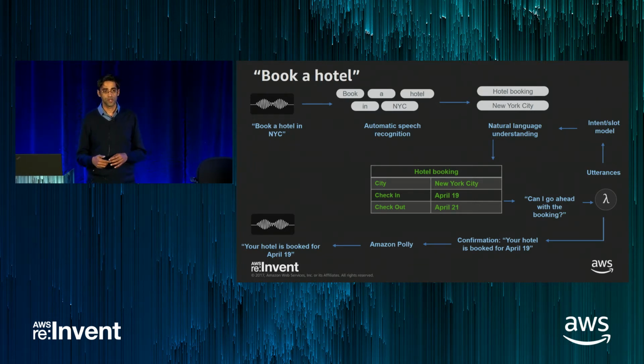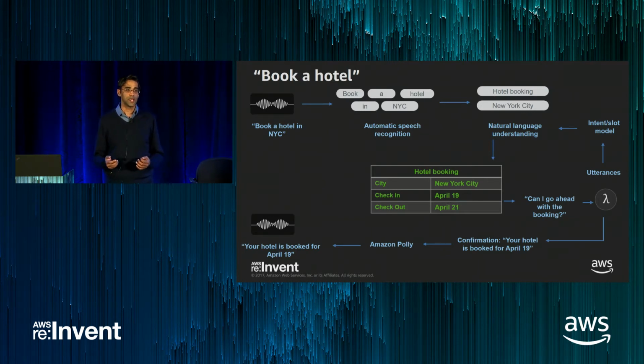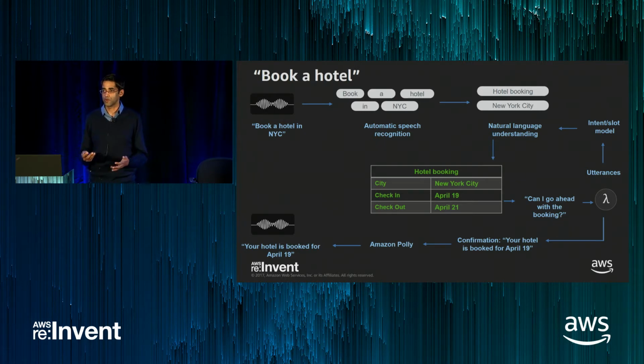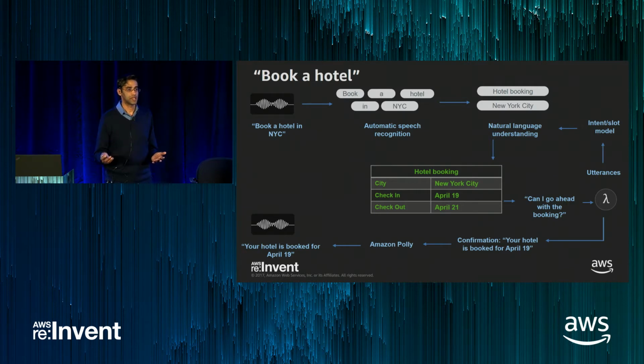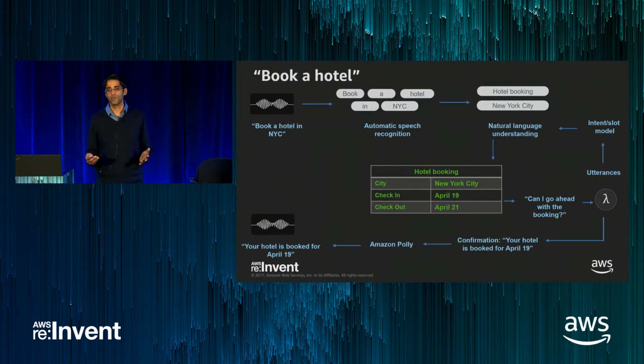Over the next few turns of the conversation, Lex engages in a dialogue and figures out other information. For example, check-in date, checkout date, or the room type, and it gets that information and prompts for confirmation. So it prompts, can I go ahead with the booking? The user says yes, and then the transaction is fulfilled. So that's a sample interaction. You can make this as comprehensive as you want. This is just a simple example to give you a sense for what a Lex conversation looks like.